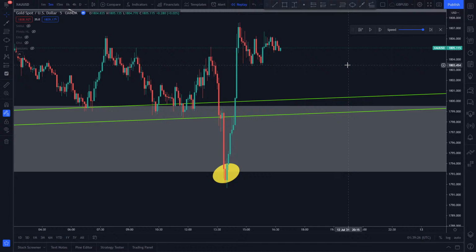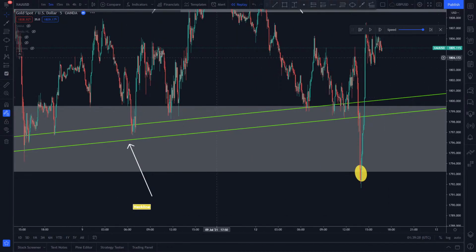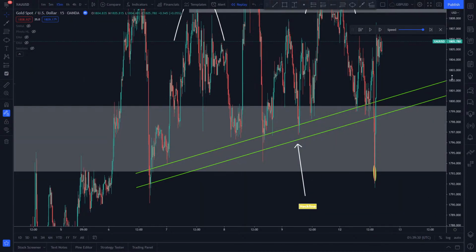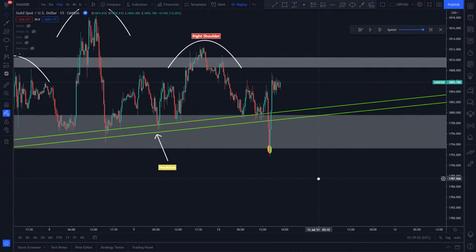Because the head and shoulders looked perfect. It looked beautiful. It broke structure. It did exactly what I said in the video. But we are at daily support, and it trapped a lot of traders. It did.